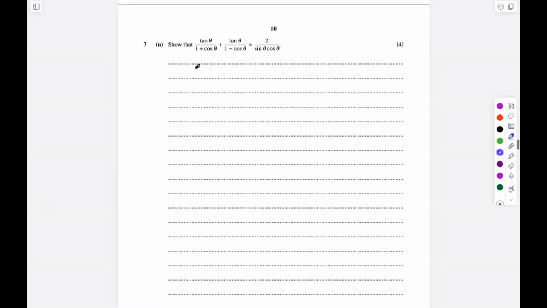Question 7, we have to prove in the first part that tan θ upon 1 plus cos θ plus tan θ upon 1 minus cos θ is an identity of 2 upon sine θ cos θ. So to prove that, we can start off by simply taking the LCM. The LCM will be 1 plus cos and 1 minus cos. So the first tan will multiply by 1 minus cos, and the second tan will multiply by 1 plus cos.